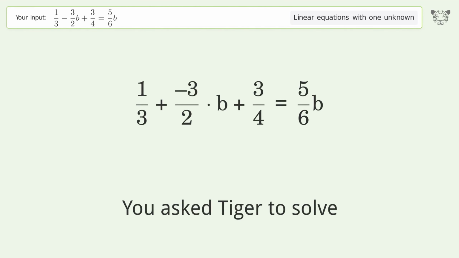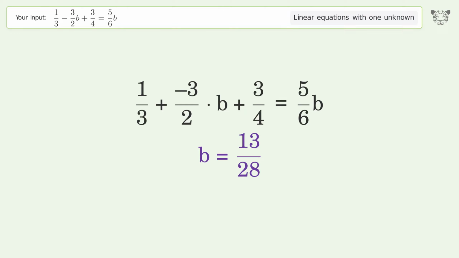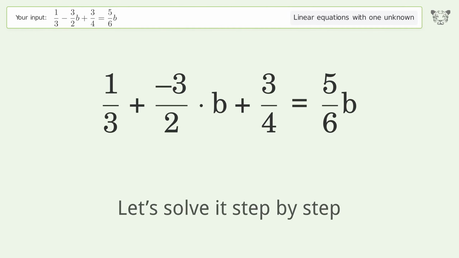You ask Tiger to solve. This deals with linear equations with one unknown. The final result is b equals 13/28. Let's solve it step by step.